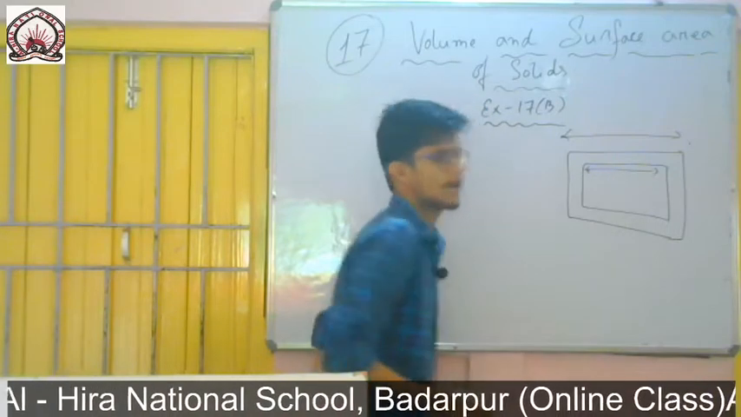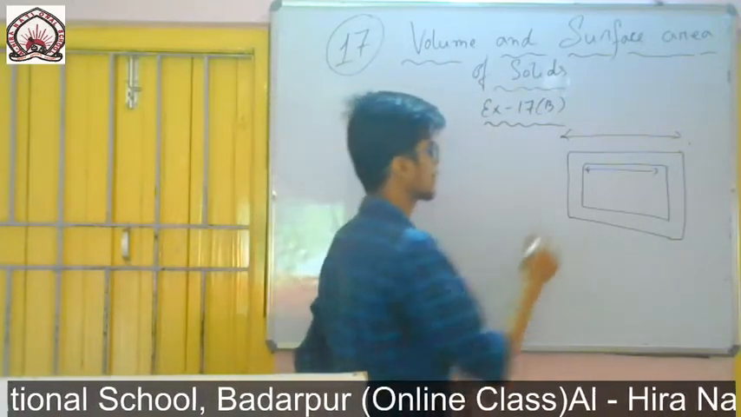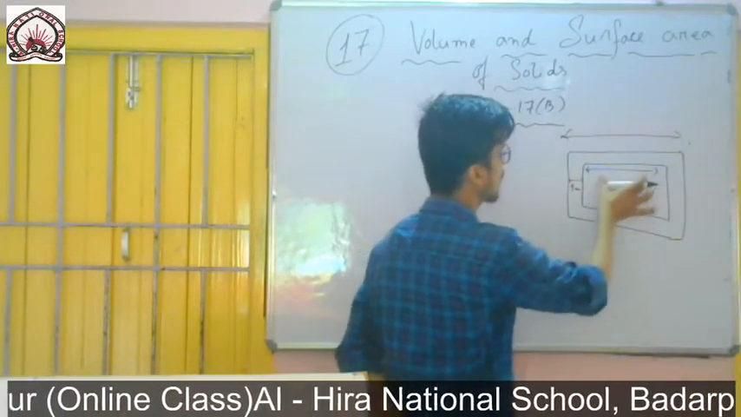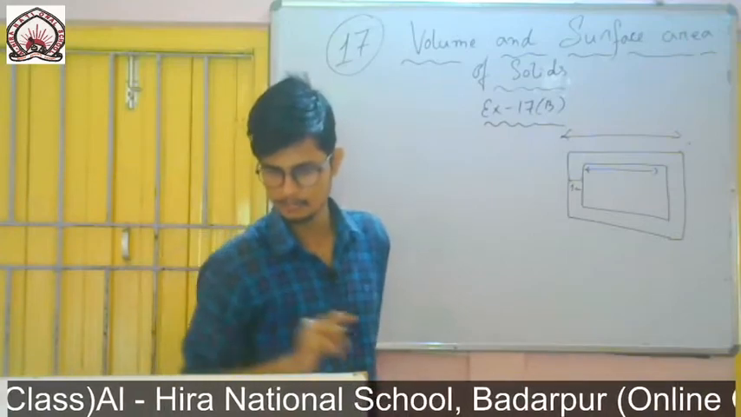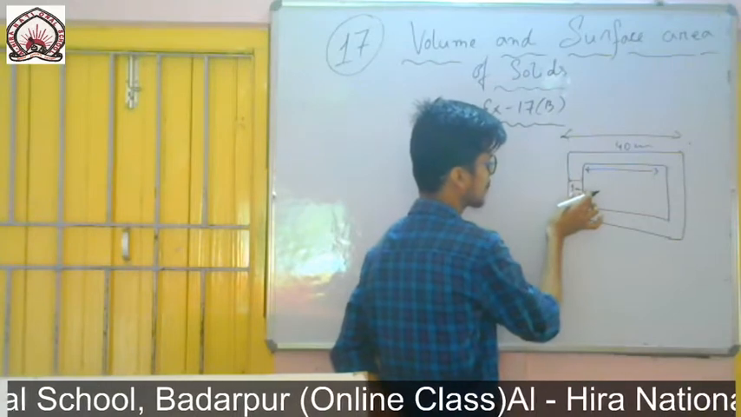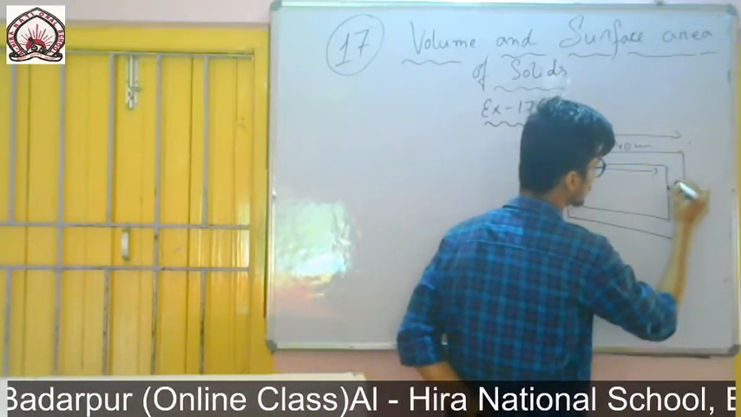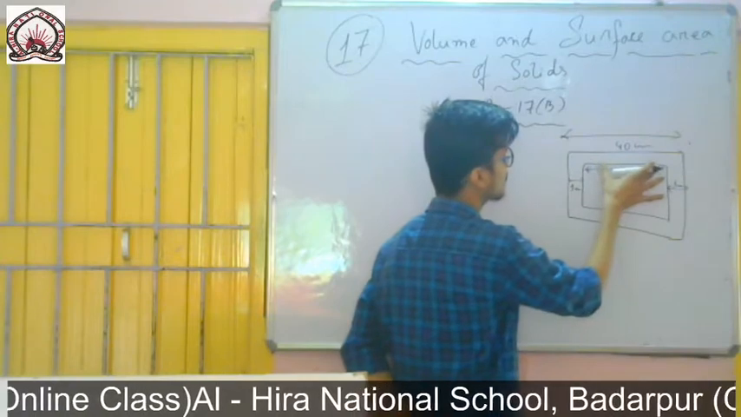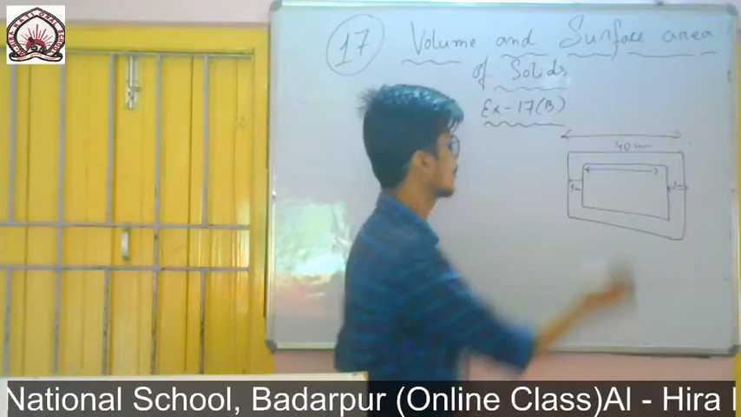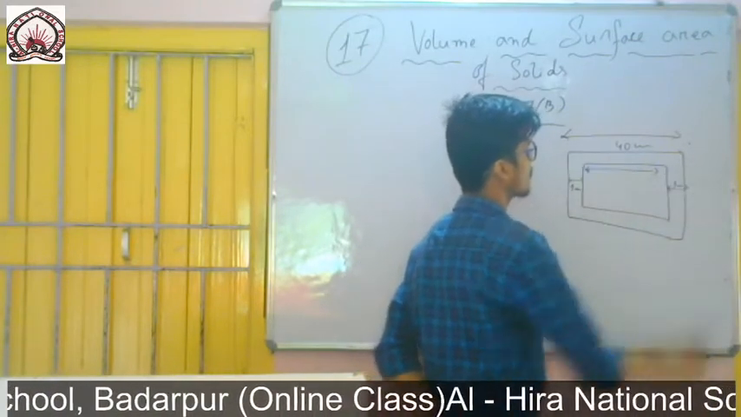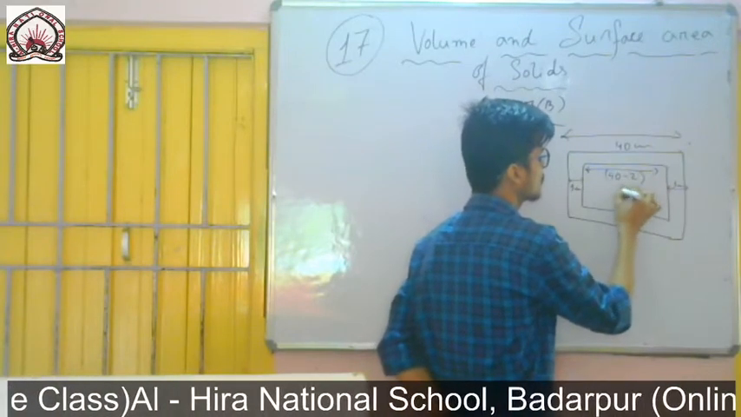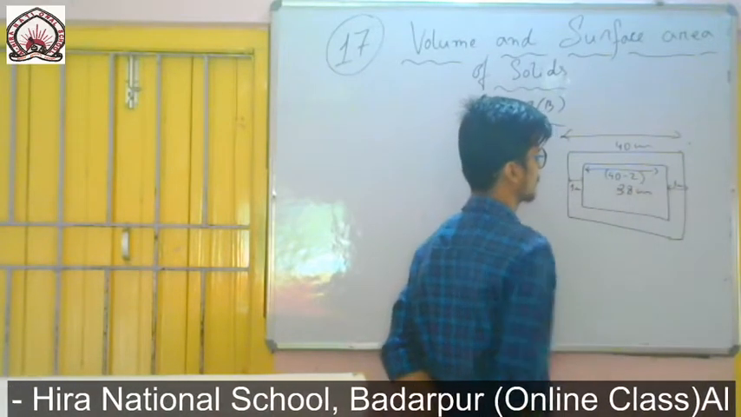You see the thickness is given, 1 centimeter. That means from here to here the thickness is 1 centimeter. If I want to find the length, only I am writing one side. Here length is given 40 centimeter. So internal thickness is also 1 centimeter this side, 1 centimeter that side. So I have to subtract 1 centimeter from this side and 1 centimeter from that side, that means 2 centimeter. So it will be 40 minus 2, which is equal to 38 centimeter.